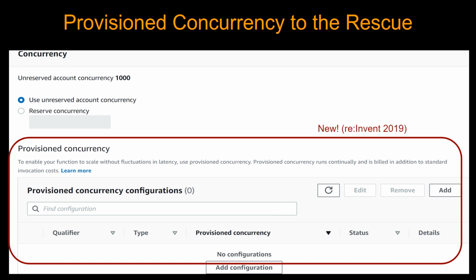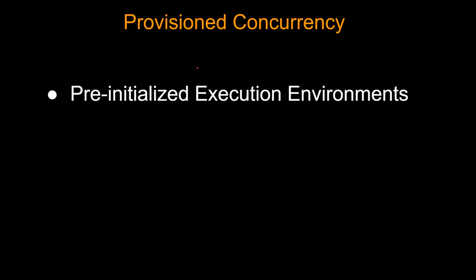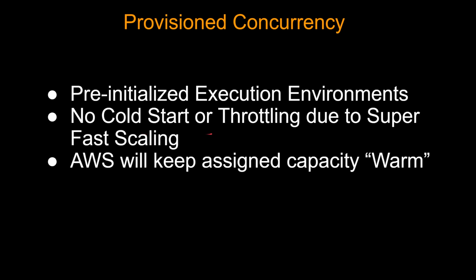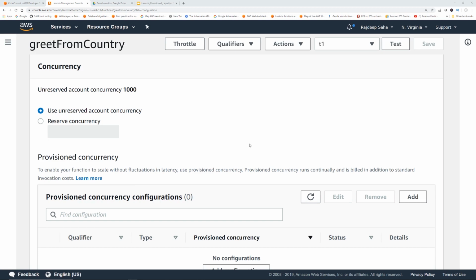So let's say you have a Lambda which you know has very unpredictable spikes, where in a very short amount of time it can go from 0 to 2,000, 3,000, 4,000 or something. So how do you know that the Lambda is always ready, so that your end user who is consuming the Lambda results is not waiting? For that, we have provisioned concurrency, which was announced new in re:Invent 2019. What provisioned concurrency is, basically, is pre-initialized execution environments. If you remember how Lambda comes up, if you say to AWS, hey, I need 100 provisioned concurrency, AWS will spin up 100 containers, load your code, and keep them ready to go. So basically there is no cold start or throttling due to super fast scaling, and AWS will always keep this assigned capacity warm.